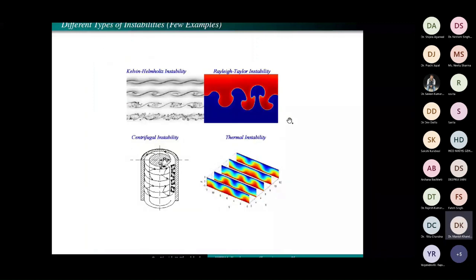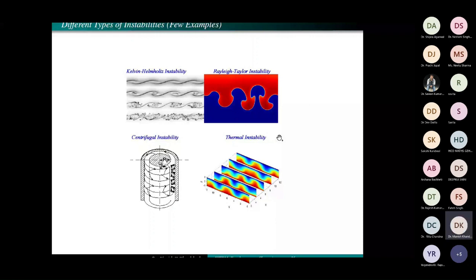Another is the Kelvin-Helmholtz instability. That instability we can see in the atmosphere. When two fluids of different velocities come into contact with each other, we see this nice structure in the atmosphere, which was recognized by Kelvin and Helmholtz, and is known as the Kelvin-Helmholtz instability. Another one is the Rayleigh-Taylor instability. Rayleigh-Taylor instability develops between two fluids of different densities. If a higher density fluid and a low density fluid are mixed, we see a different type of pattern at the interface, and that is called the Rayleigh-Taylor instability.